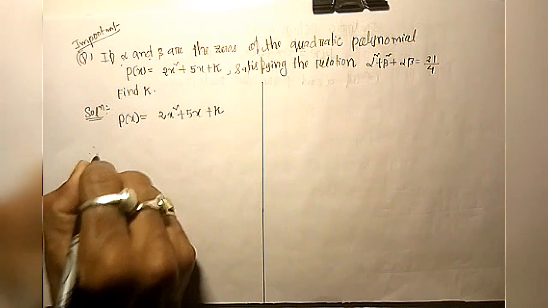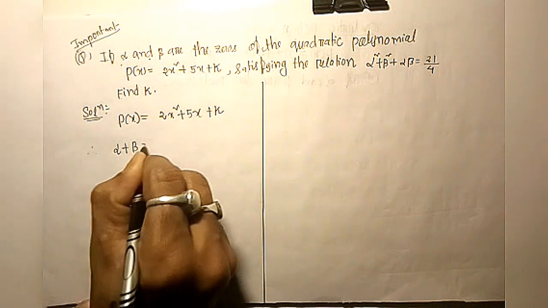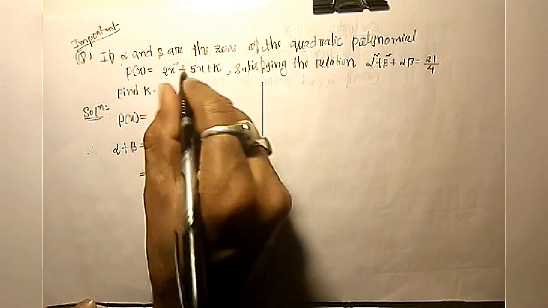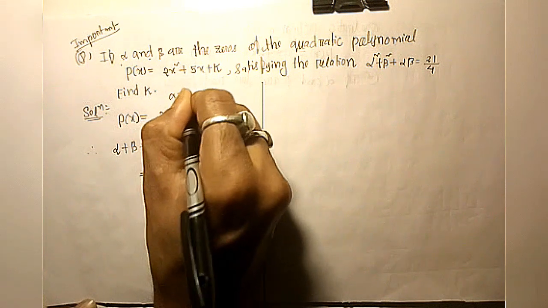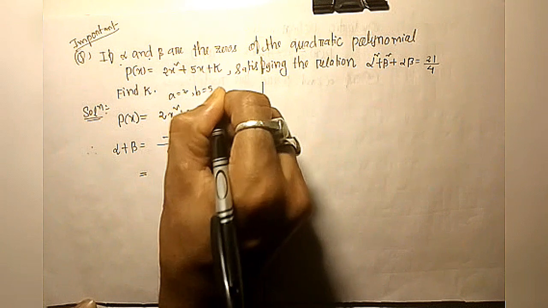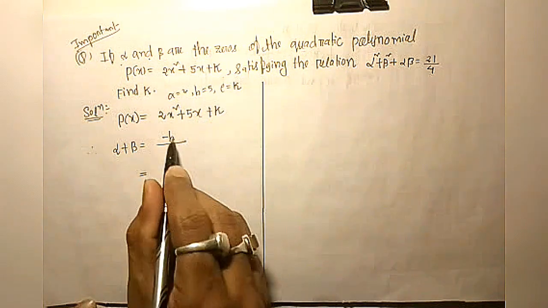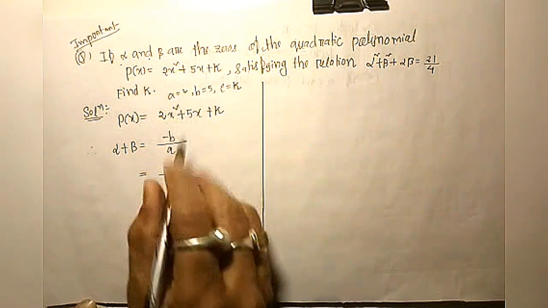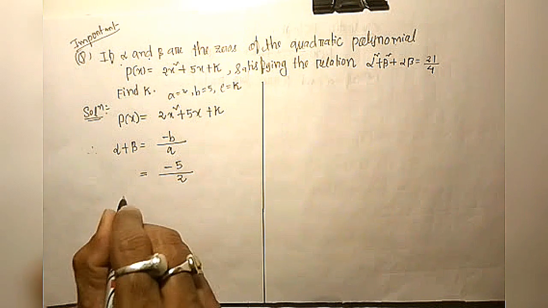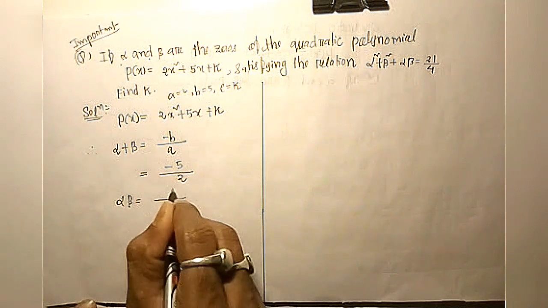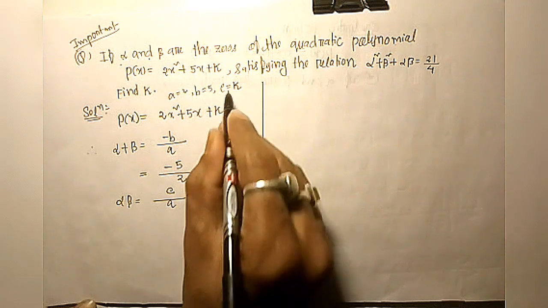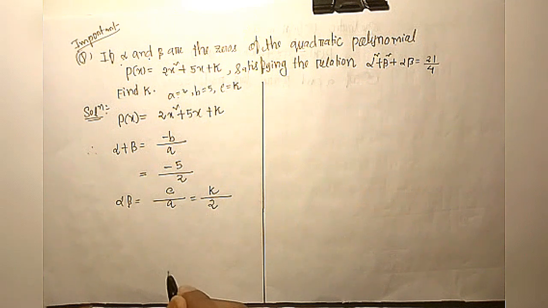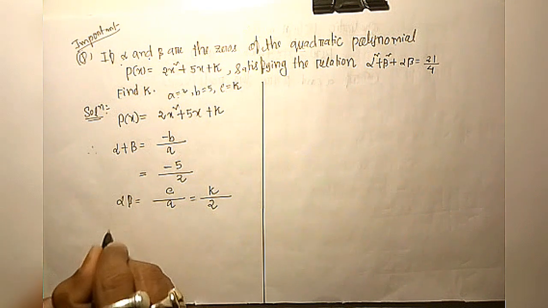So alpha and beta are the zeros of this given polynomial. Therefore alpha plus beta equals minus b by a. In the given polynomial, a equals 2, b equals 5 and c equals k. So alpha plus beta is minus b by a, so it's minus 5 by 2. And the product of the two roots, alpha into beta, is equal to c by a. C means k, a means 2. So alpha into beta equals k by 2.